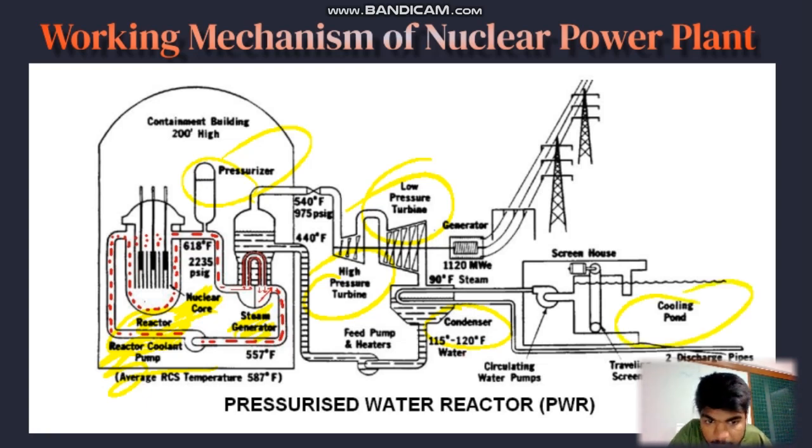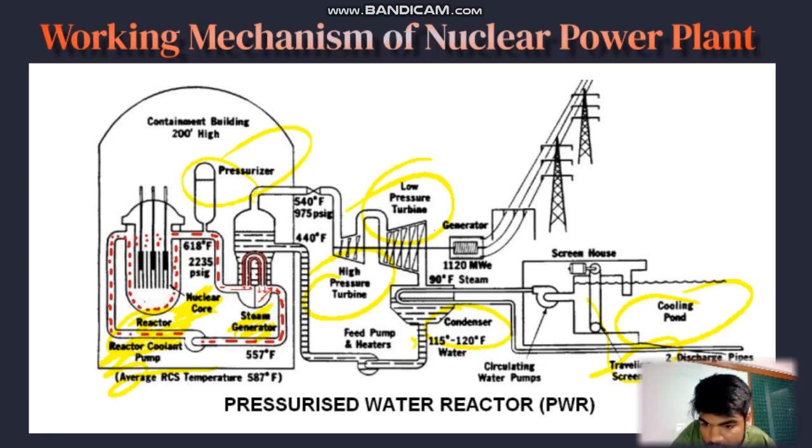The cooling pond has been depicted here. The other part is the traveling screen. The traveling screen is a device located in the screen house which prevents debris such as leaves, algae or fish from entering the cooling system. It ensures that the cooling water remains free from contaminants.